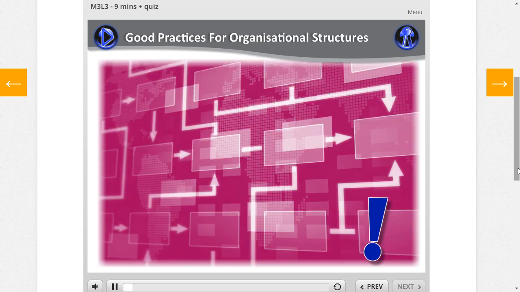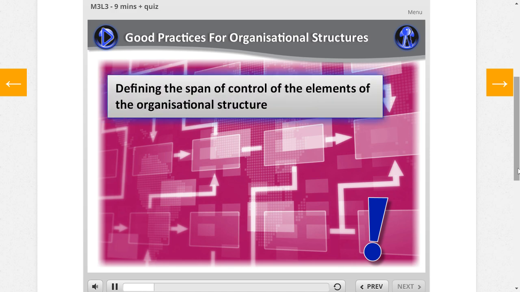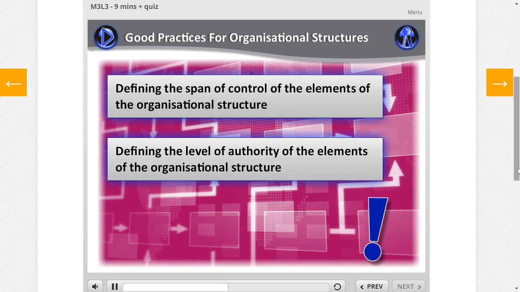Other good practices for organizational structures include defining the span of control of the elements of the organizational structure. What decisions fall within the scope of each element? Or, looked at from another perspective, what decisions must be made by each element? And, associated with the last point, defining the level of authority. What size of decisions can each element make? An obvious example relates to spending decisions. But money is not the only factor. Only the governors of the enterprise can decide to change its strategy.